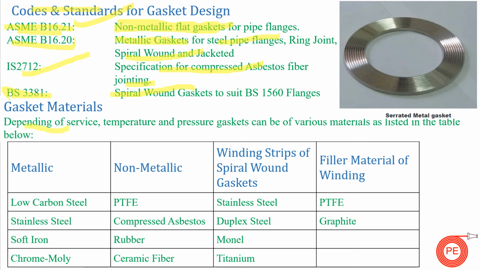Gasket material: depending upon service, temperature and pressure, gaskets can be of various materials. For metallic, as I told you, gaskets can be made from low carbon steel, stainless steel if the environment is corrosive, soft iron, and even chromium or molybdenum alloy. If we talk about non-metallic, they can be of PTFE material, compressed asbestos, rubber, and ceramic fiber. Next, winding strips of spiral wound gaskets can be of stainless steel, duplex steel, monel, and titanium. Filler winding material can be PTFE or graphite.